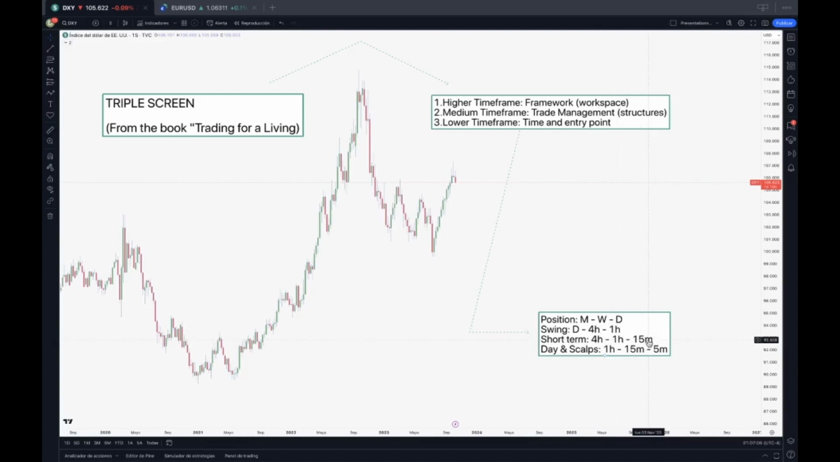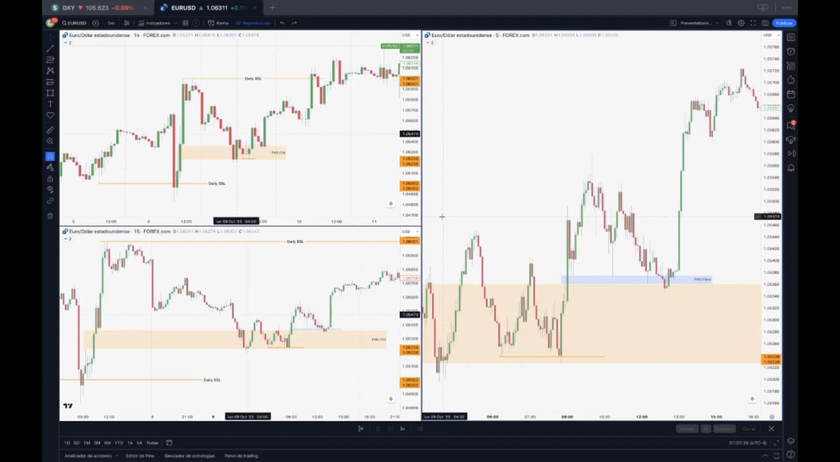So let's go into an example. Let's go to the charts, the good stuff, the things we like. Just remember this: framework, trade management, and time to entry point. So I have an example for you, with the time frames I enjoy the most. I'm a scalper.